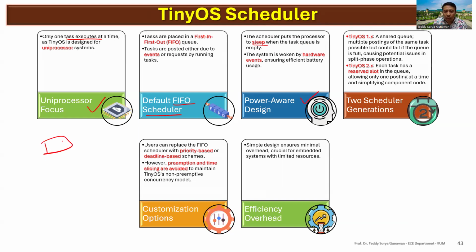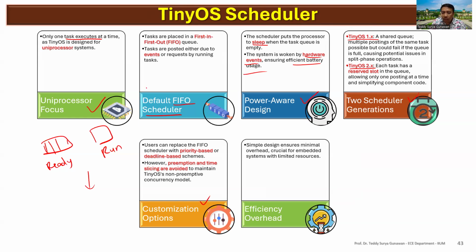So remember that you have the ready queue, or we can call it the task queue, and then we have the task running on the processor. If this is empty, then it can power down. You can put the processor to sleep. Then the system will wake up again by hardware events, ensuring efficient battery usage. We have two scheduler generations: TinyOS 1.x and TinyOS 2.x.